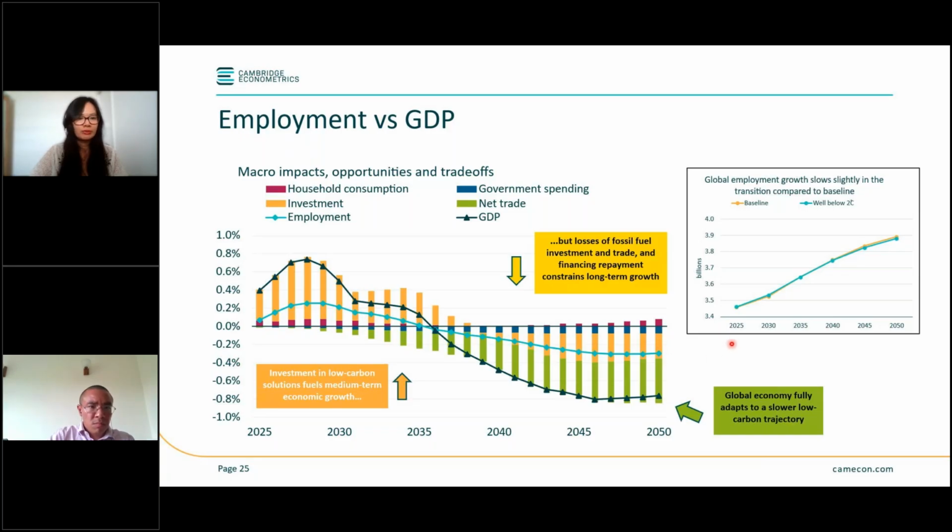And to demonstrate that, if we look at this chart here, this is the same information on employment at the global level for the two scenarios, but in terms of absolute number of jobs instead of relative differences between scenarios. And we can see that in both scenarios employment is growing, but it may grow slightly slower in the scenario that we're looking at here compared to the baseline.